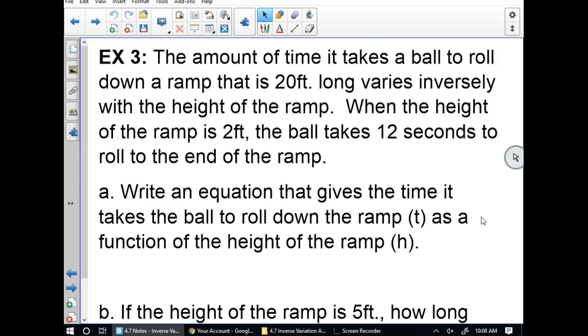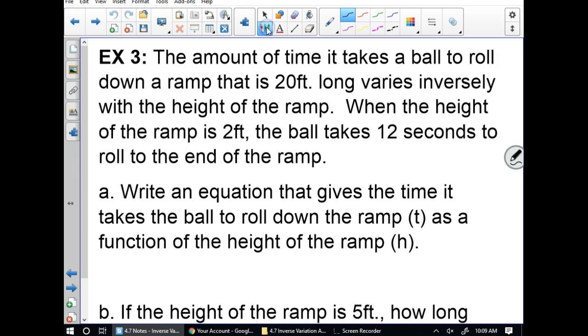The amount of time it takes a ball to roll down a ramp that is 20 feet long varies inversely with the height of the ramp. When the height of the ramp is 2 feet, it takes about 12 seconds to roll to the end of the ramp. Write an equation that gives the time it takes the ball to roll down the ramp T as a function of the height of the ramp H. Okay? So you've got a lot of words here.